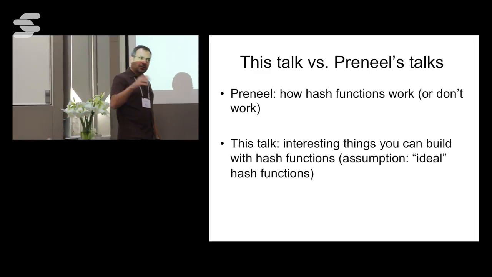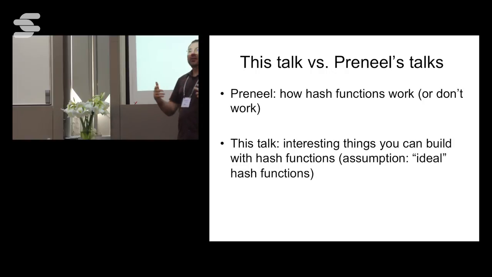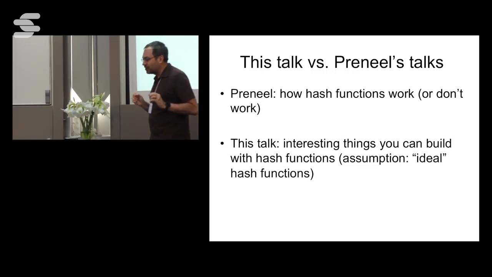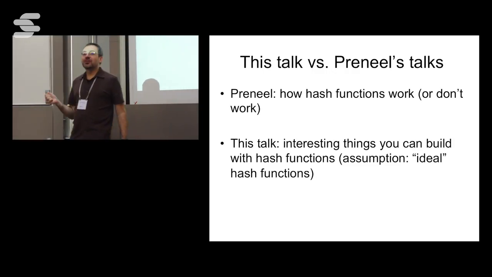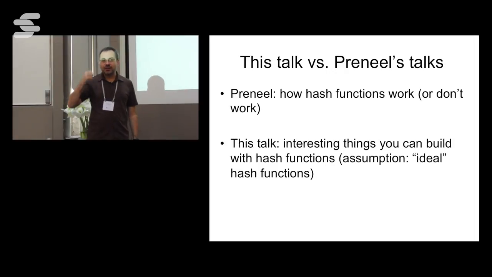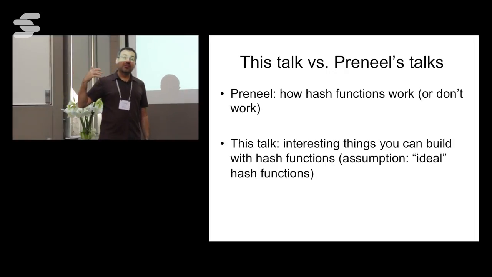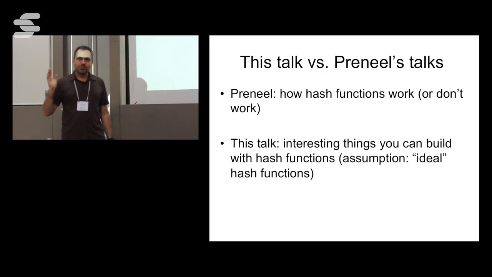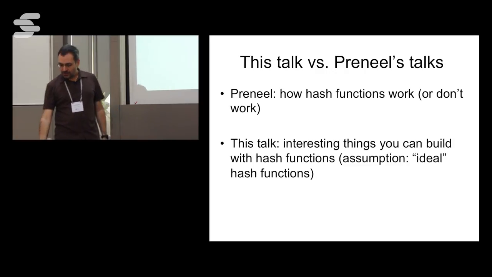So earlier today and earlier days, Bart Preneel has been telling you about building protocols and using cryptographic primitives and how different primitives have various weaknesses. I'm not talking about that at all. I'm going to be assuming that hash functions are ideal, that one cannot break a hash function, that hash functions are perfect. And with these perfect hash functions, which of course don't exist in reality, we're going to talk about things that you can build using those beautiful and perfect hash functions.